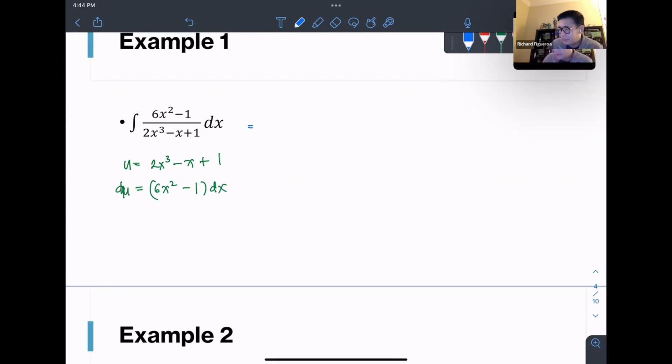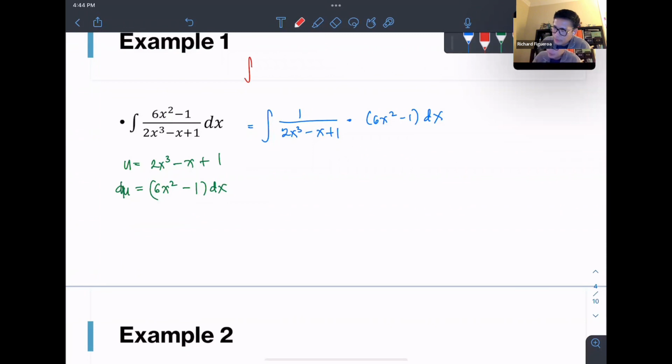And so happen that it's exactly the same. So this is 1 over u. Ang u natin is 2x cubed minus x plus 1. Then multiply it with du, so which is 6x squared minus 1 dx. So what's our formula? That is 1 over u du is equals to ln u plus c. So the one on the right-hand side, so this one, it's the same as this.